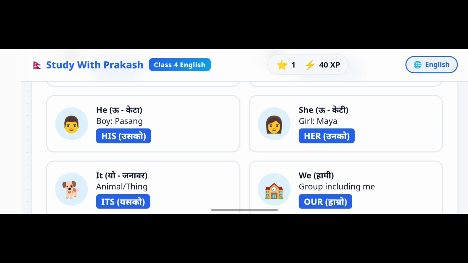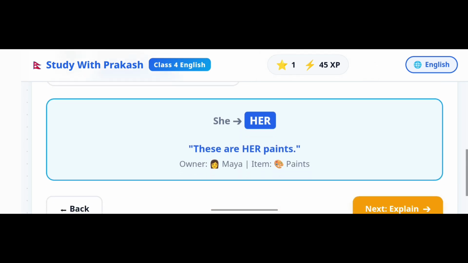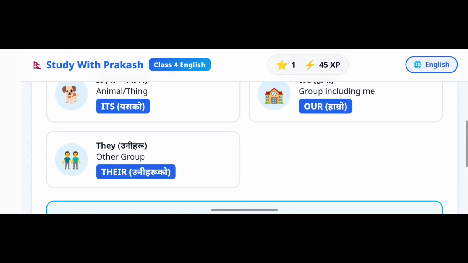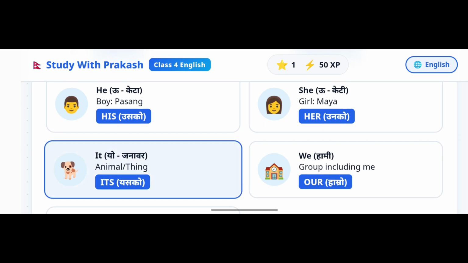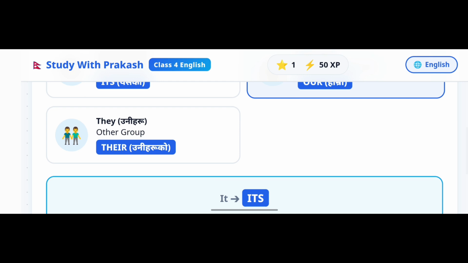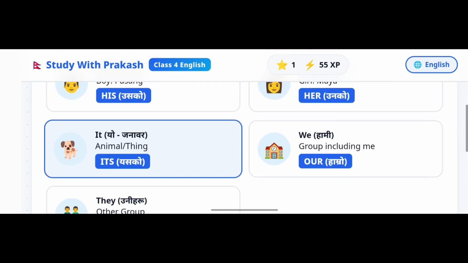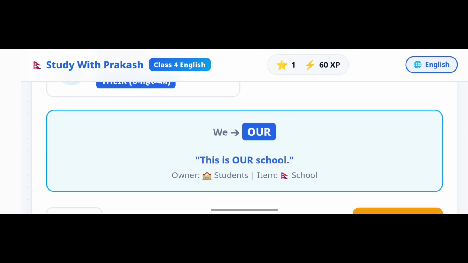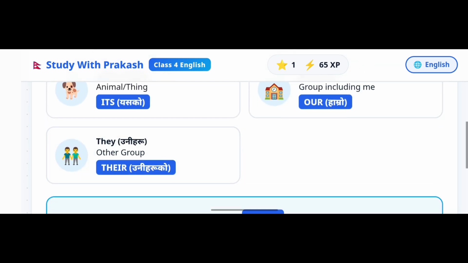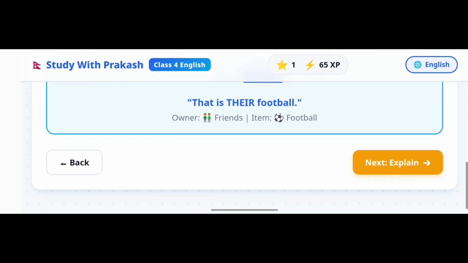Now she, the possessive adjective is her. These are her pants. Good. Now it, the possessive adjective is its. The dog eats its bone. And we, the possessive adjective is our. And look here, this is our school. They, for they, the possessive adjective is their. That is their football. Very good.